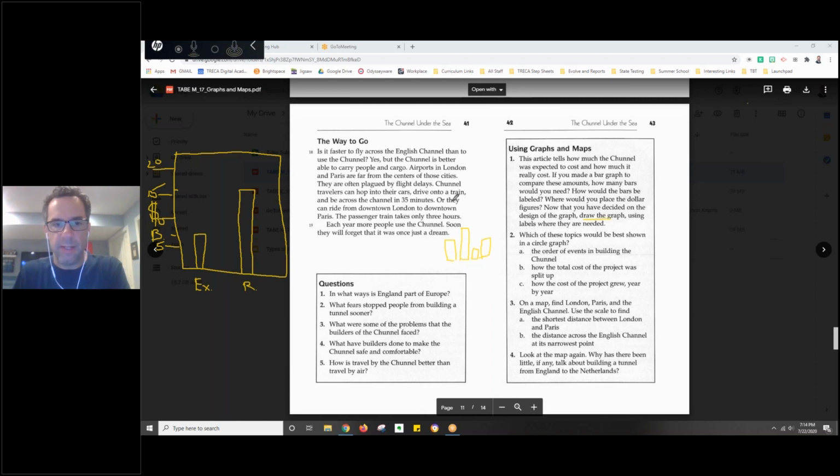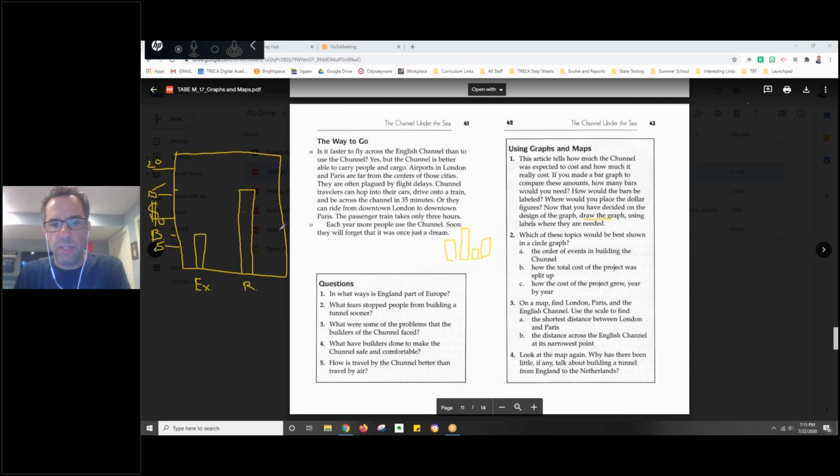But that is how I would do it. It would be nice to have a piece of paper, so maybe you have one, but that's how I would do it. 2 bars, the expected cost, and then the real cost right here.